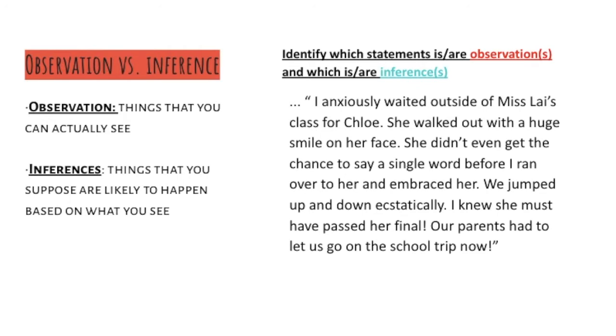Let's clarify this a bit further. In the following text, identify which statements are observations and which ones are inferences. I anxiously waited outside of Miss Lai's class for Chloe. She walked out with a huge smile on her face. She didn't even get the chance to say a single word before I ran over to her and embraced her. We jumped up and down ecstatically. I knew she must have passed her final. Our parents had to let us go on the school trip now.